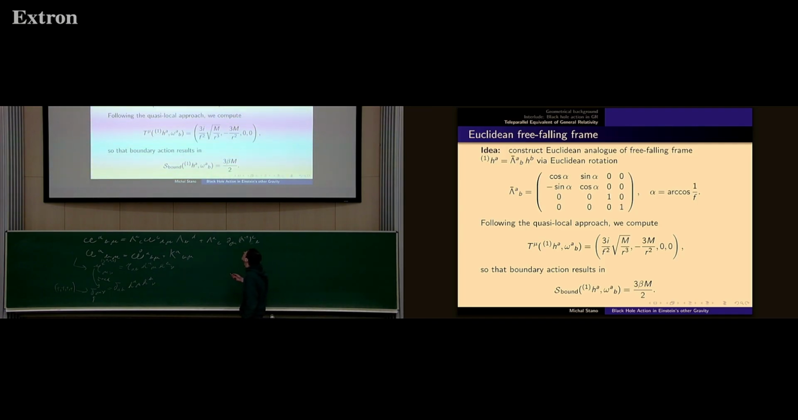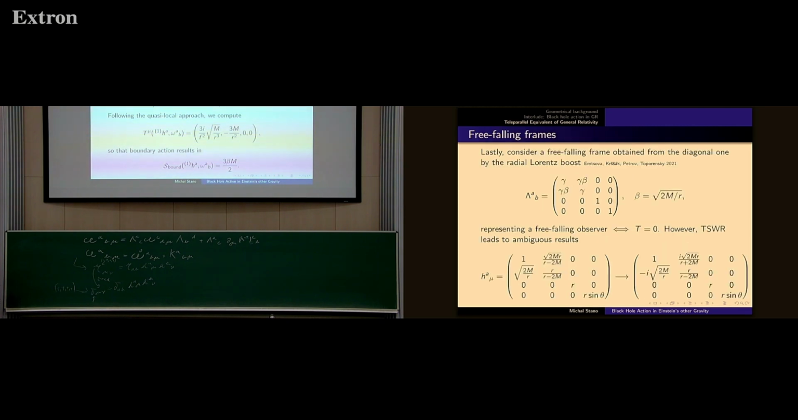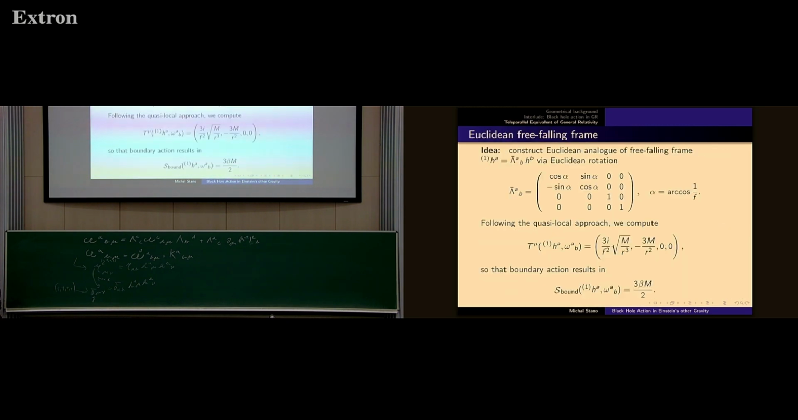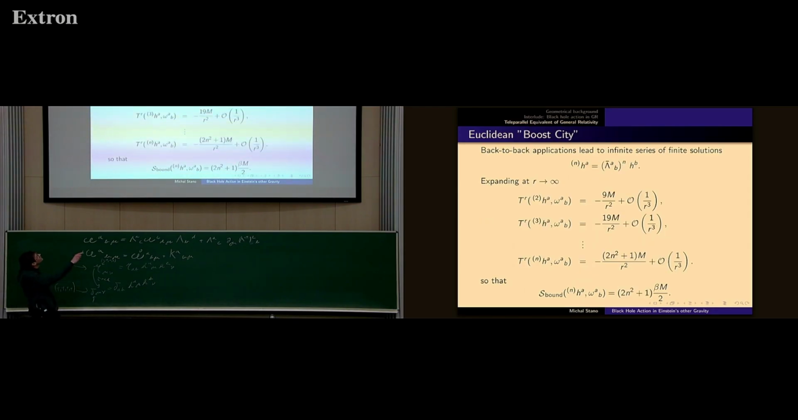Now, if you think about it carefully, it seems that what is really causing this problematic behavior is our Euclidean rotation. So this is what is actually responsible for this additional factor of 3. Well, what would prevent us from acting with this Euclidean rotation multiple times? I mean, you can do it as many times as you want. So let us define the nth application of the Euclidean rotation on our original diagonal frame like this.